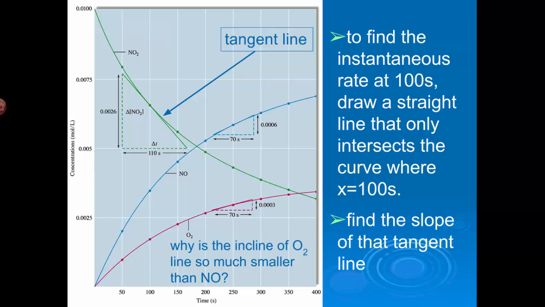Let's say that we want to find the instantaneous rate at 100 seconds. So depending on which reactant or product we're talking about, we're going to draw a straight line that only touches the curve at x equals 100, at our 100 seconds. Okay, and then we're going to find the slope of that tangent line. So if we're finding, for example, the instantaneous rate of change of NO2, then we have to find the tangent to the green curve at 100, and then find the slope of that line. If we're looking for the rate of change in concentration of NO, then we would look at the NO at 100, and vice versa, O2. Okay, so we've got three different things going on here, depending on which one we want to take a look at.